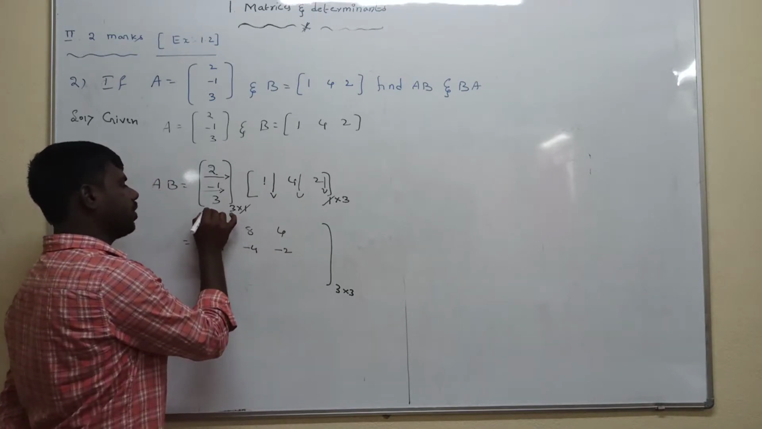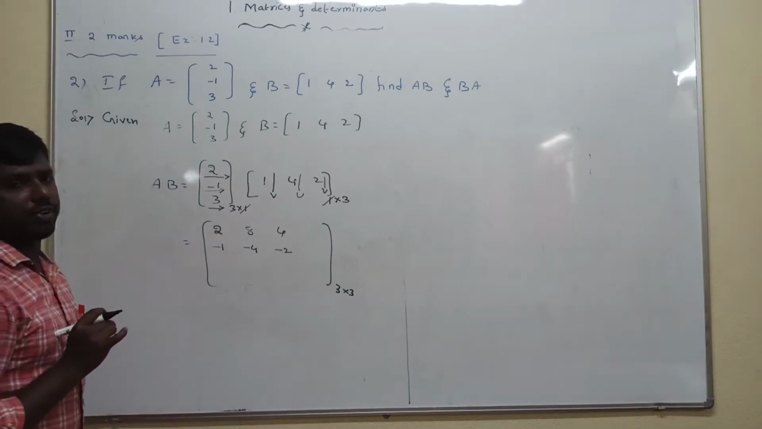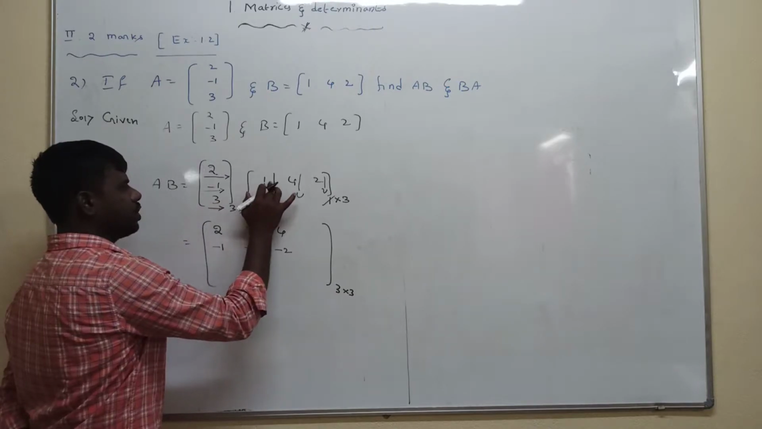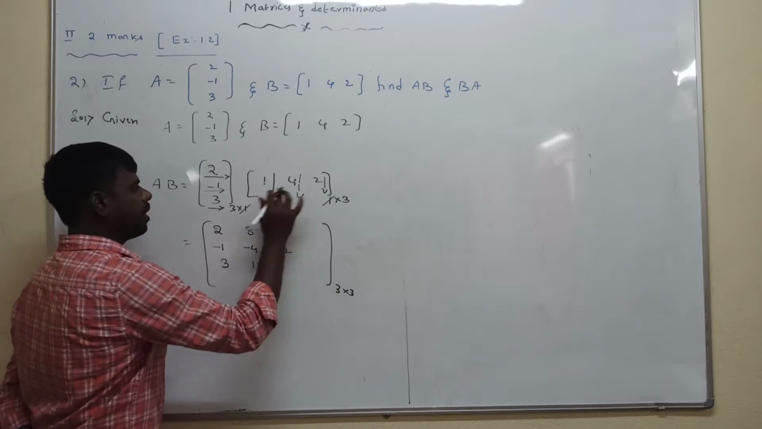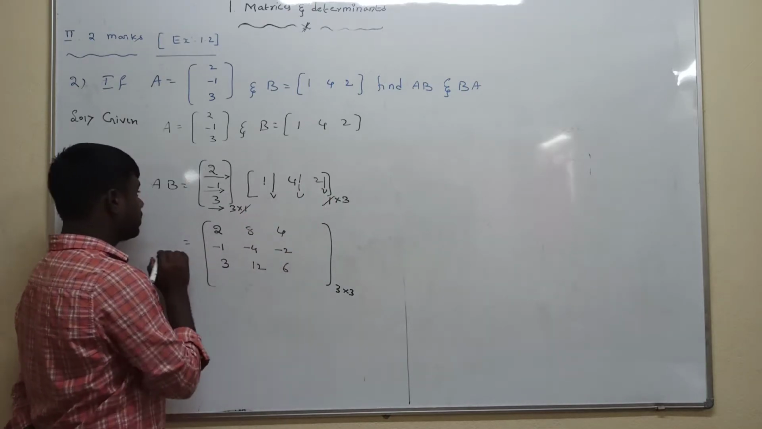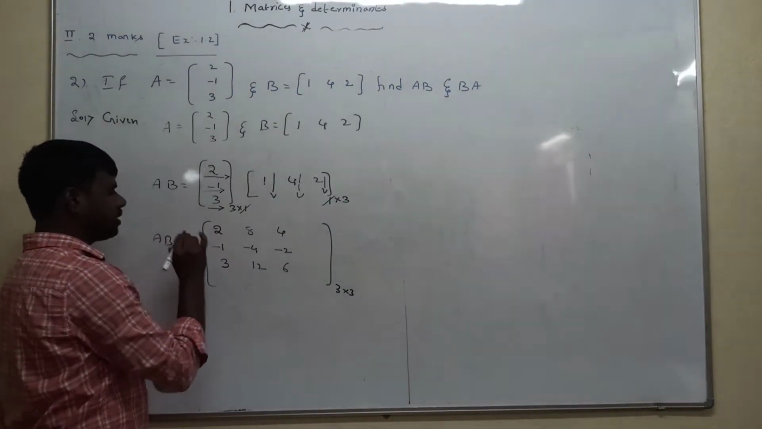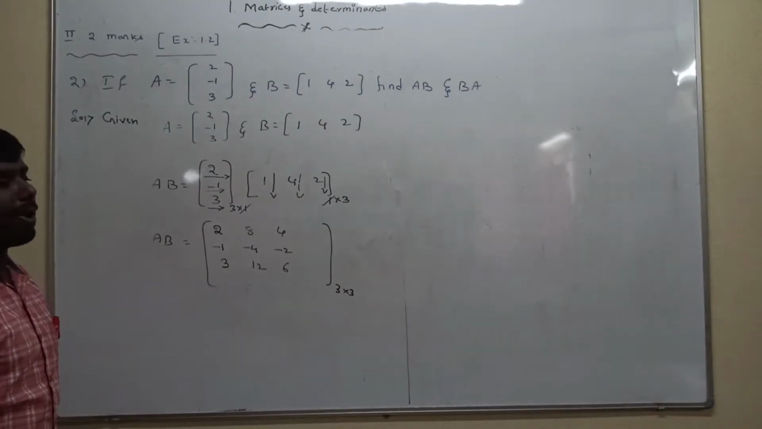Second row is also over. Now we are going to the third row. Product with third row first column: 3 into 1 is 3. 3 into 4 is 12. Third column: 3 into 2 is 6. This is the required AB matrix value.